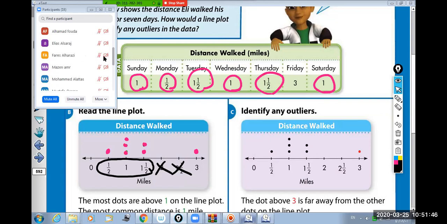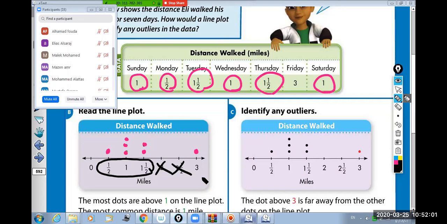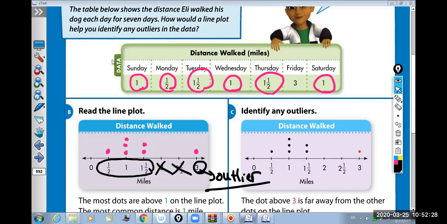I'll check another one. Faris? Yes. What number is the outlier here? 3. Good job, mashallah, tabarakallah. Why is the 3 the outlier, Faris? Why? All of the class is right here, and the 3 is far. Why is the 3 the outlier? I will check another one.